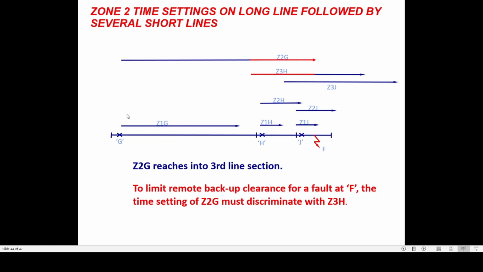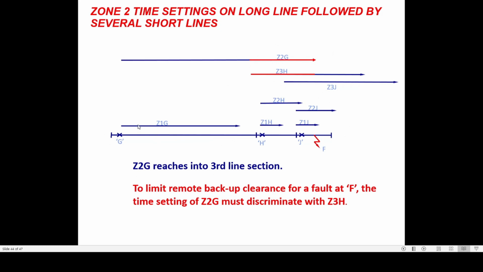But in this case, because a long line is followed by several short lines, it might happen that zone 2 of the longer line reaches well beyond the zone 2 of the shorter lines, or it will overlap with some portions of the zone 3 of the shorter lines itself. So to limit this issue, if you use the generalized concept that zone 2 is 120% of the principal line, then you cannot eliminate these types of problems.